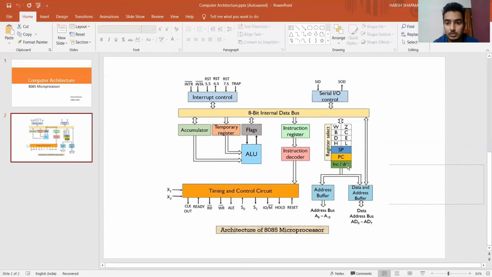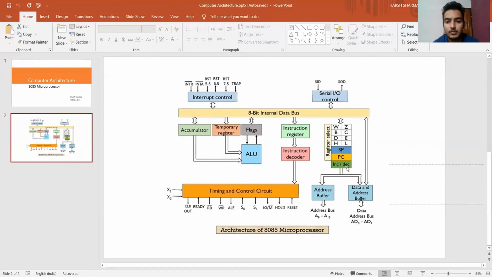So the formal definition of the PC is that it holds the address of the next instruction to be executed in the microprocessor. The size of the PC is 16-bit, because the address bus size is 16-bit in the 8085 microprocessor. After that we have the increment/decrement register, whose main use is to increment and decrement the value of the PC, so its size is also 16-bit.